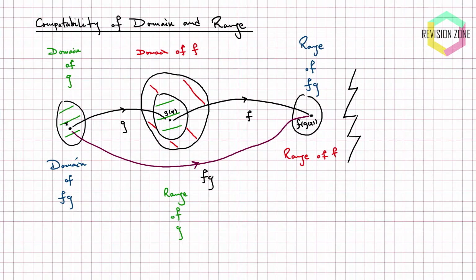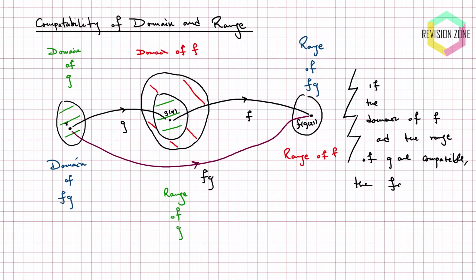So let me make that point on the side here, which is if the domain of f and the range of g are compatible, then f of g is well defined, right? But this need not always be the case. So let's quickly consider an example of a case where f of g is not going to be defined, right?